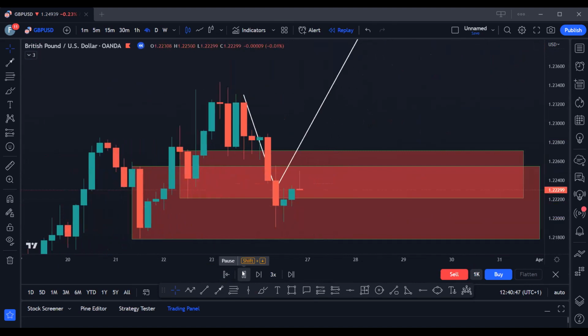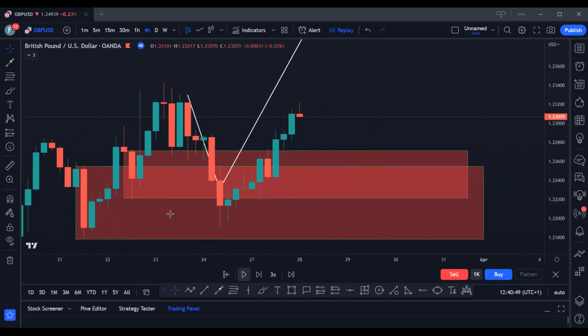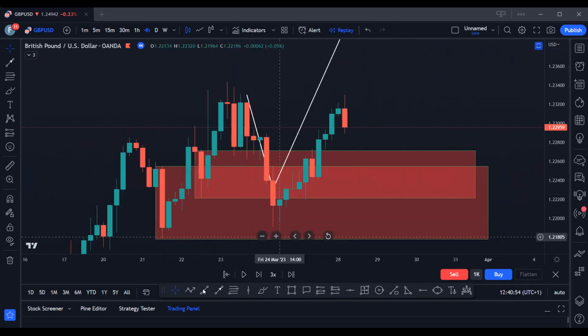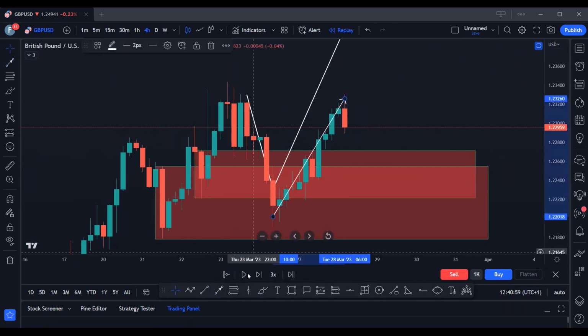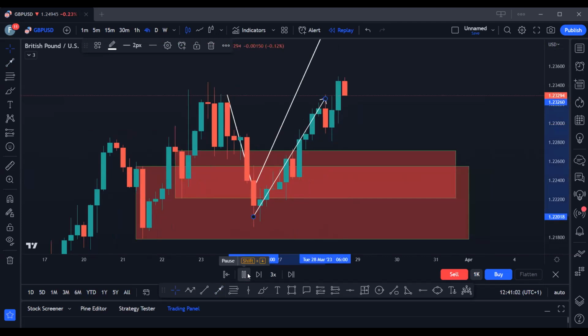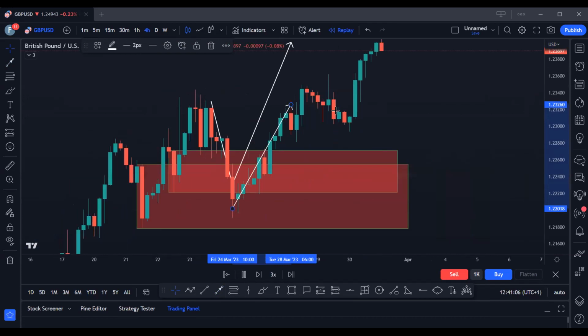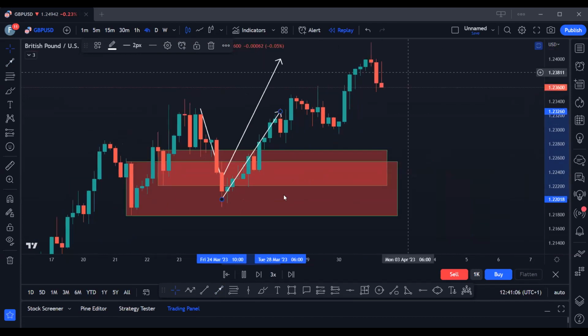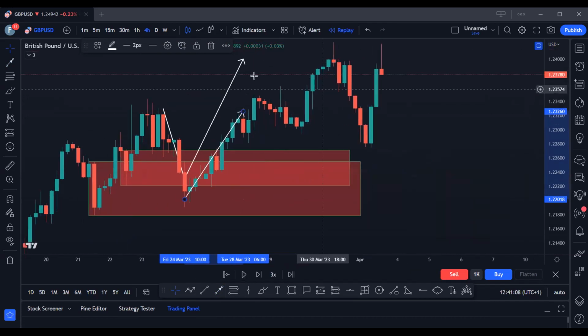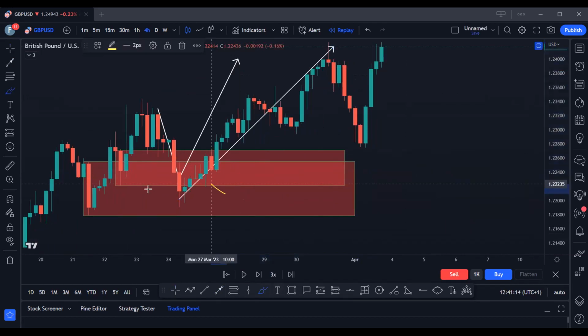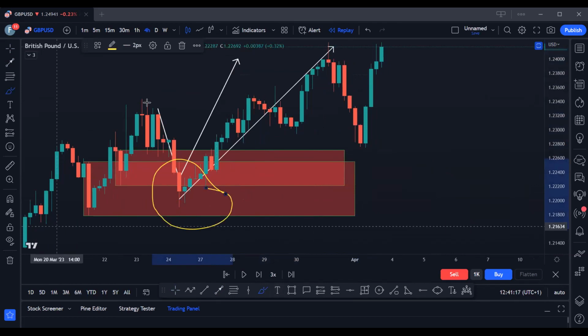Okay, so price came into that zone, tapped into this other support that we found, and then what did price do? Price started going all the way up. Did we sustain that upward momentum? Yes, the momentum was sustained. As you can see, this bullish move that we've seen, where did it start from? It started from an area of support in an uptrend.